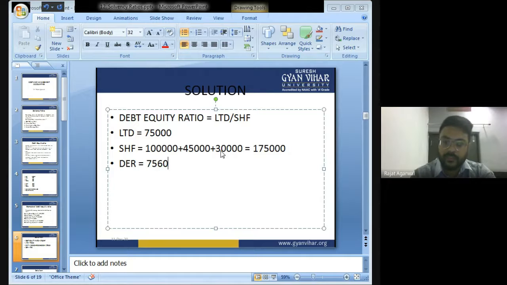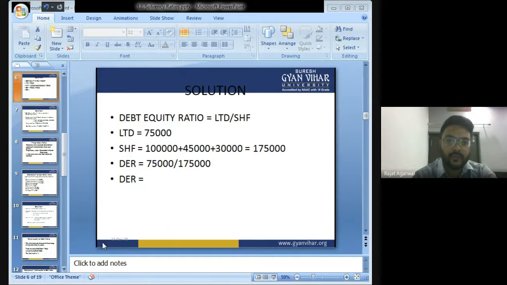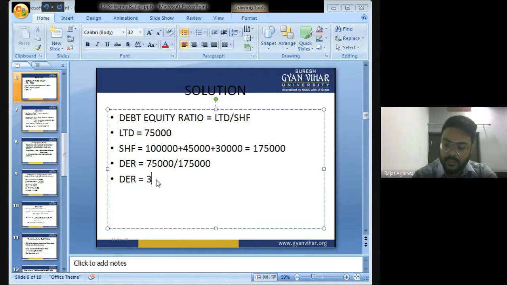Now, debt equity ratio. Long term debt 75,000 divided by shareholder fund 1,75,000. So debt equity ratio is going to be 3:7. So this is how you are going to calculate debt equity ratio. Debt equity ratio formula is long term debt divided by shareholder fund. Okay, bachcho, let's move ahead now.